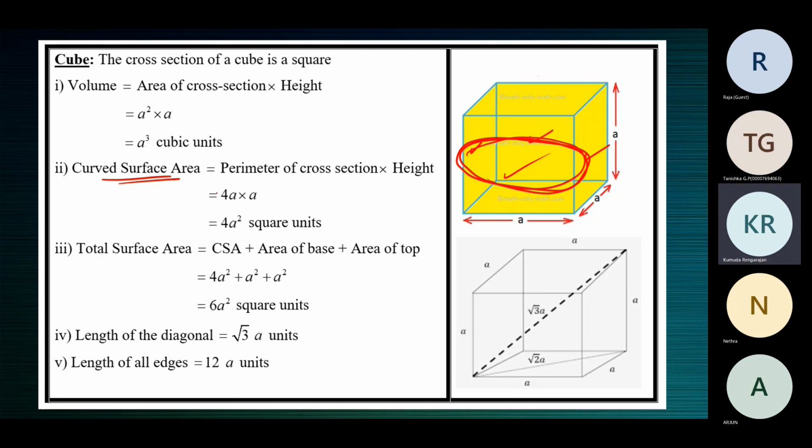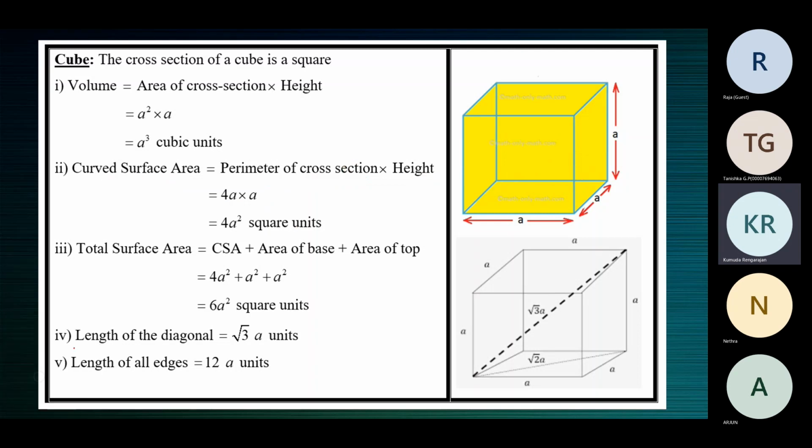So curved surface area, CSA, is expressed as perimeter of the cross section into height. Now the cross section is a square and the perimeter of the square is 4a, and the height of the cube is a. So 4a square units.